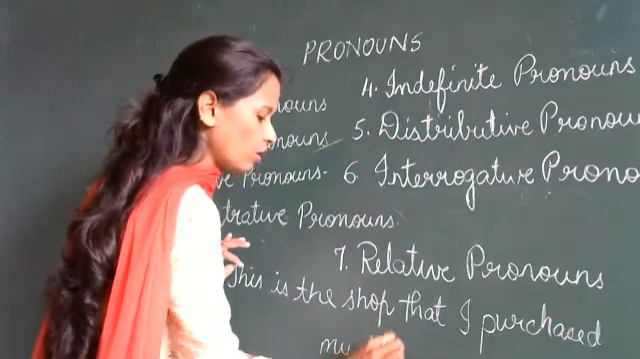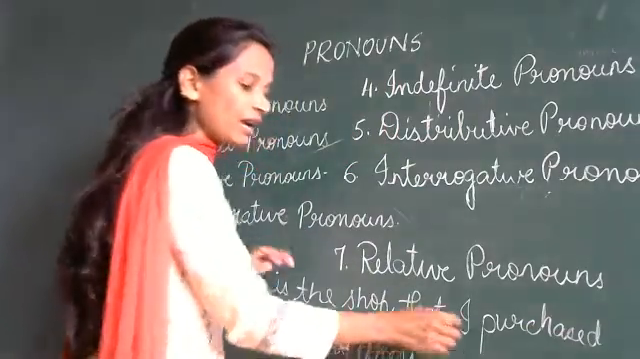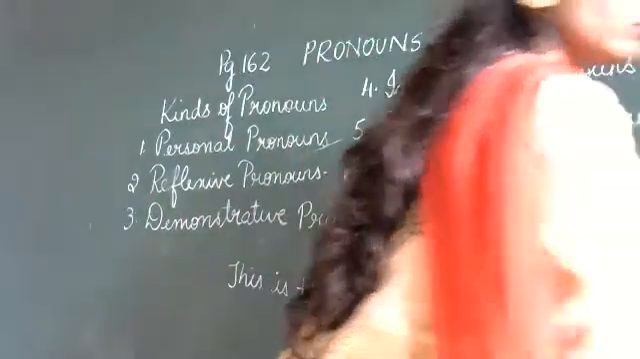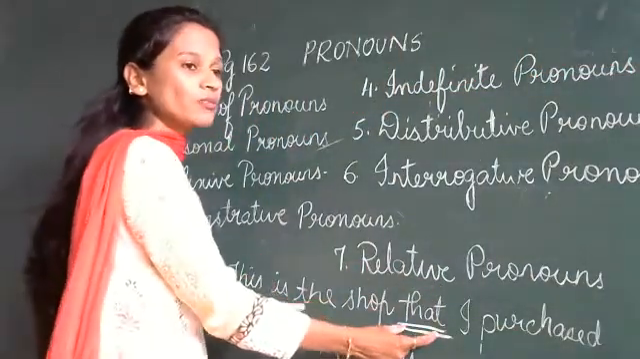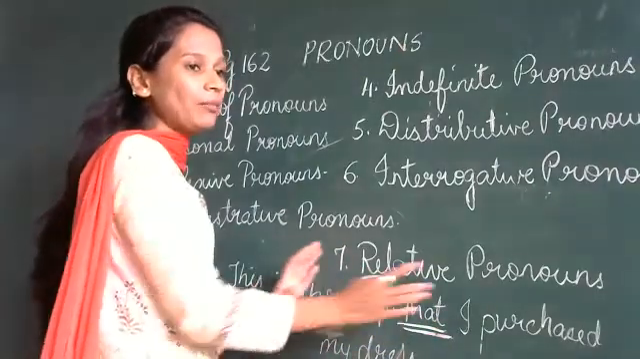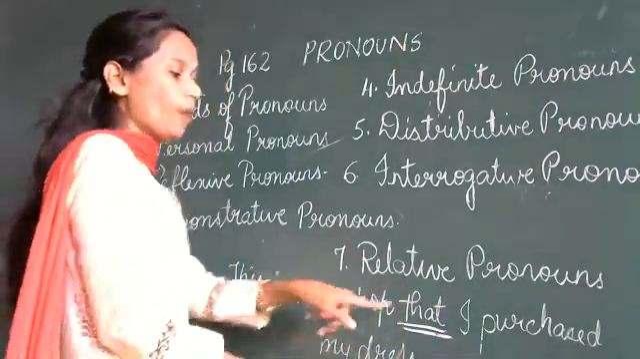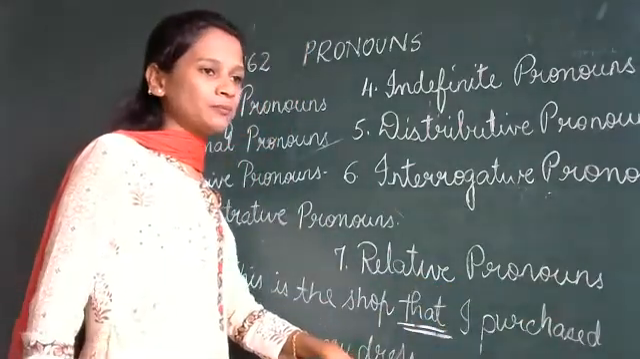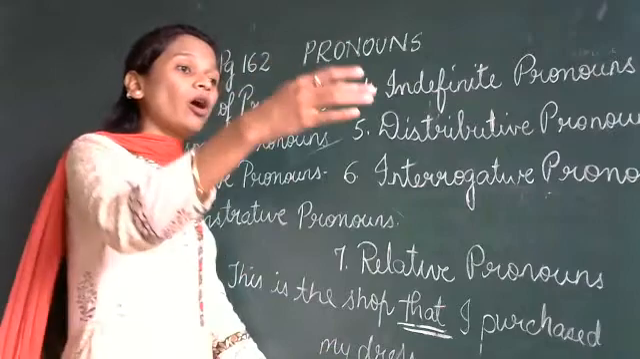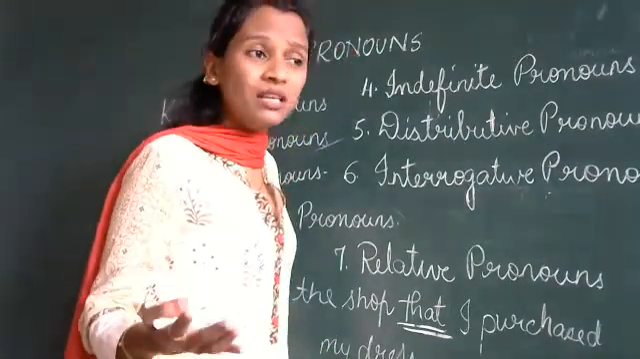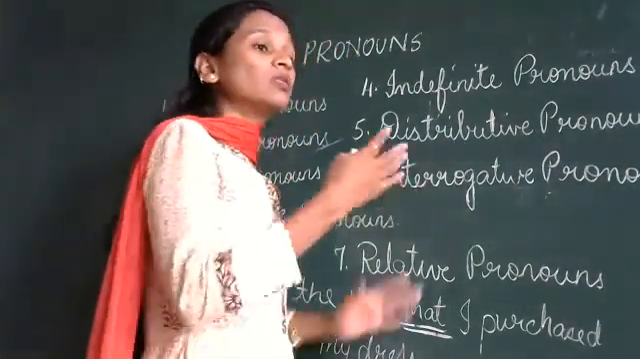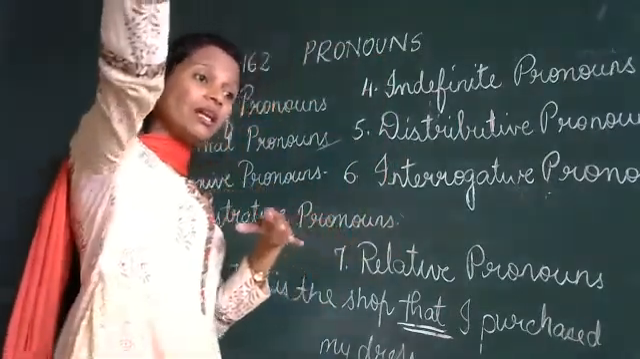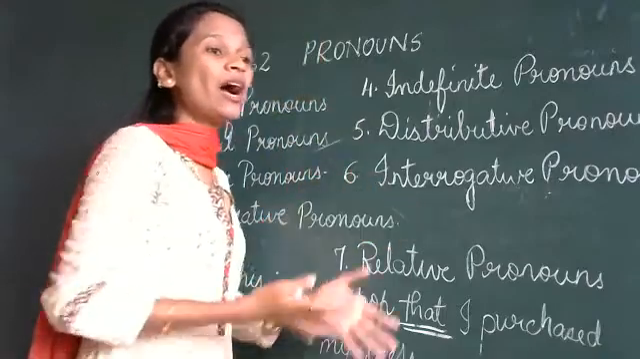Now what is happening here? The word that is connecting the sentence with the pronoun that. It is connecting my sentence. So this is the shop that I purchased my dress. This is the shop that I bought my favorite bicycle. This is the man who scolded me yesterday. That is the lady who came to my house.